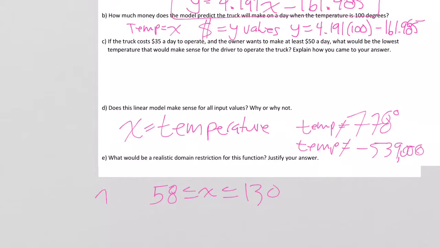So we could say that our x values are coming from the set of real numbers, but we have the condition that 58 is less than or equal to x is less than or equal to 130. Maybe that's a realistic domain for this function.